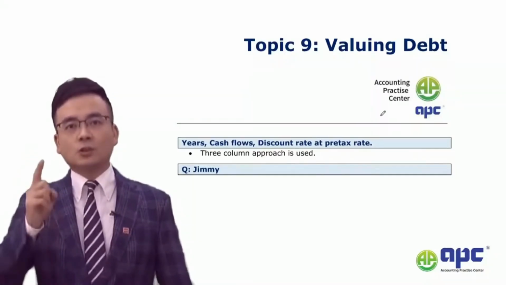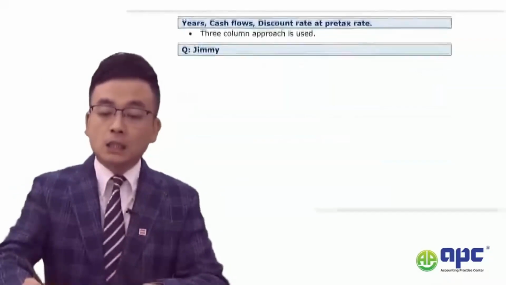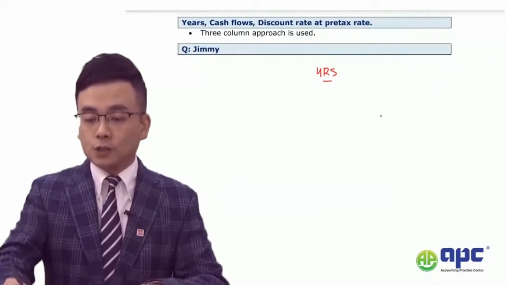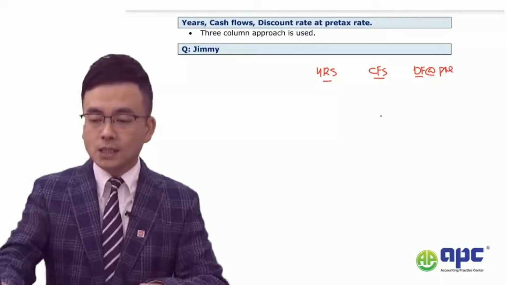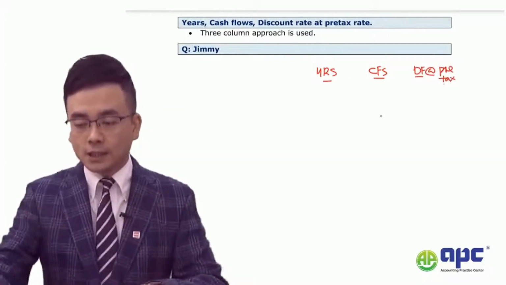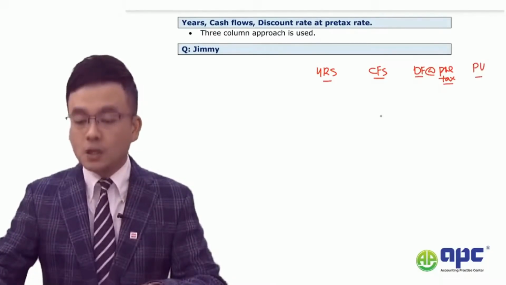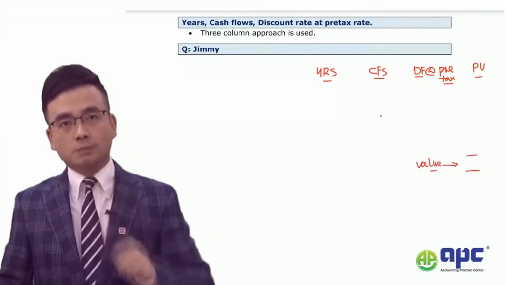You will need to insert, firstly, the number of years, secondly, the cash flows, thirdly, the discount factor at the pre-tax interest rate, and finally, the present value. And you will sum all these present values to get the market value of the debt. You will need 4 columns.